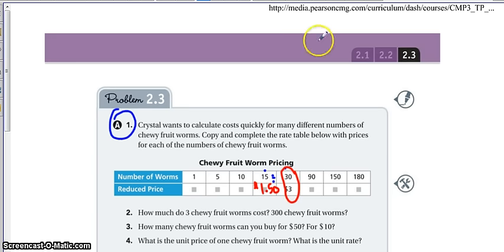Again, I'm going to start here because this is what they gave me. So if I go from the 30 down here to the 10, what did I do? I divided by 3, which means that 10 worms will cost me $1. Then moving even further, if we go from the 30 to the 5, we're dividing by 6, so we would want to divide $3 by 6, and so on and so forth. All right, so what you need to do tonight before coming to class is finish the rate table for A1.